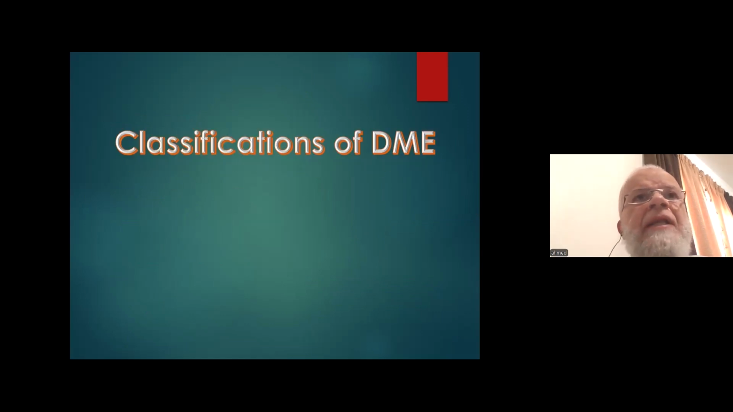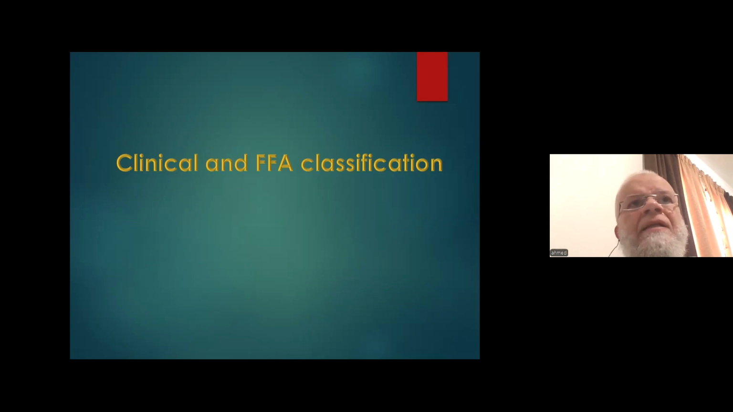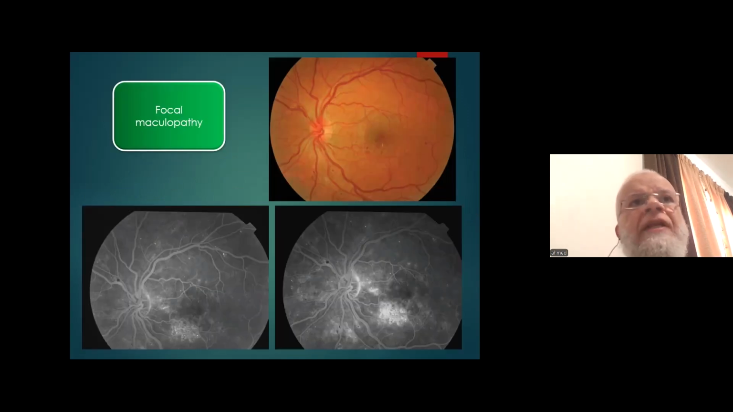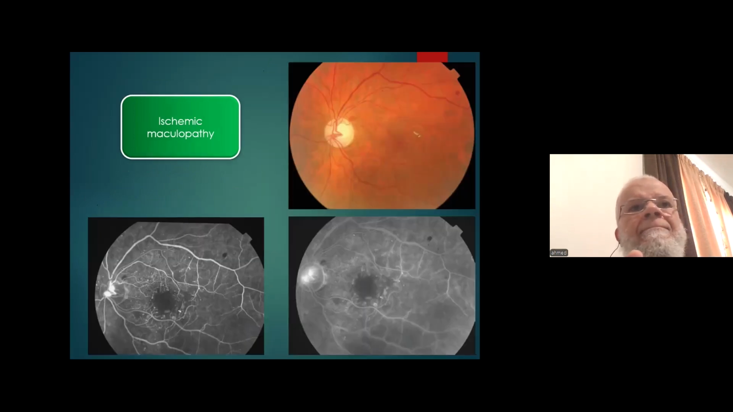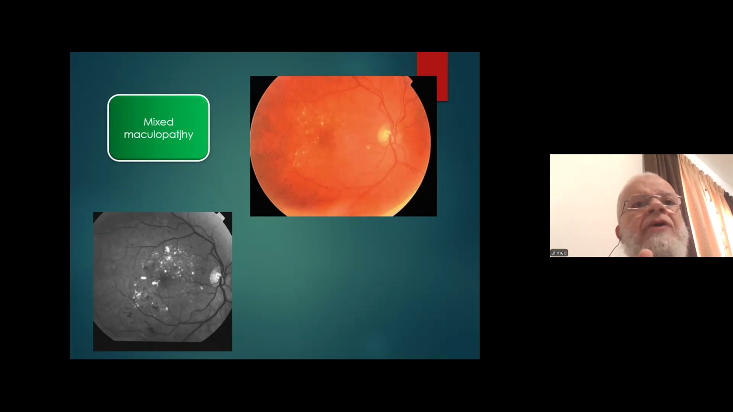Diabetic macular edema can be classified into several classifications. A clinical and fluorescein angiographic classification divides diabetic macular edema into focal diabetic macular edema, diffuse diabetic macular edema, ischemic maculopathy and mixed maculopathy.